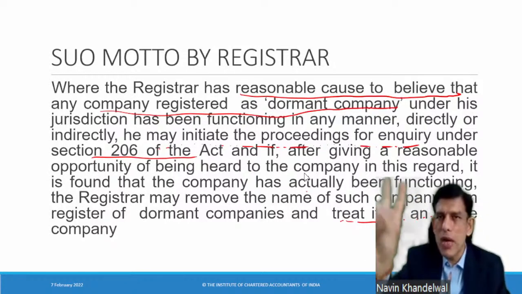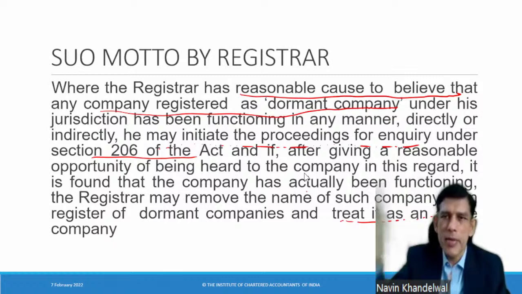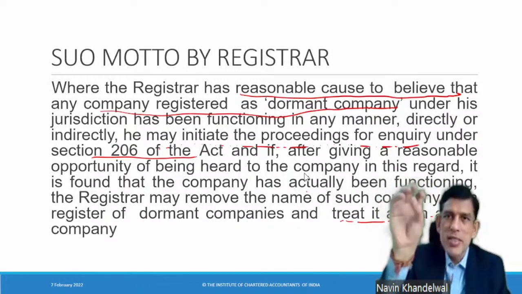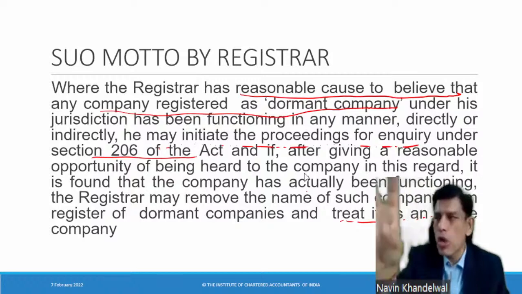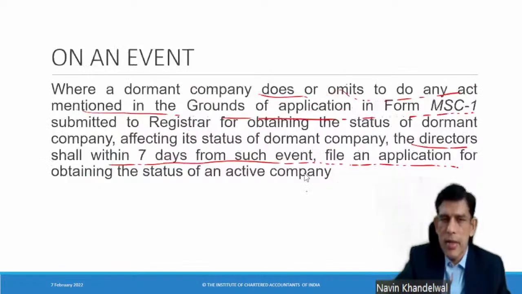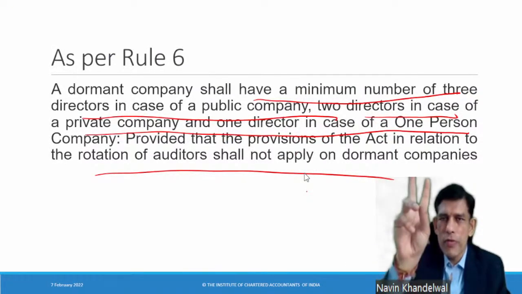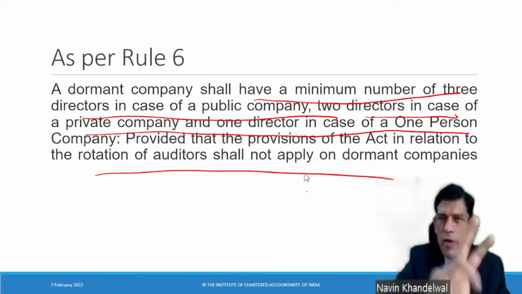So we have done 2 parts today, friends: government company and dormant company. The previous one was strike off of companies. Strike off of companies, government companies, dormant companies. 2 marks you have assured to yourself if you have got the conceptual clarity. Maybe 4 marks also.